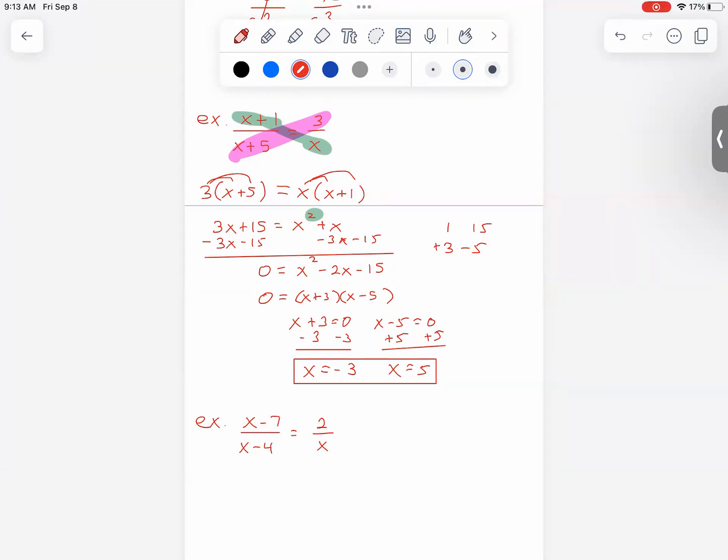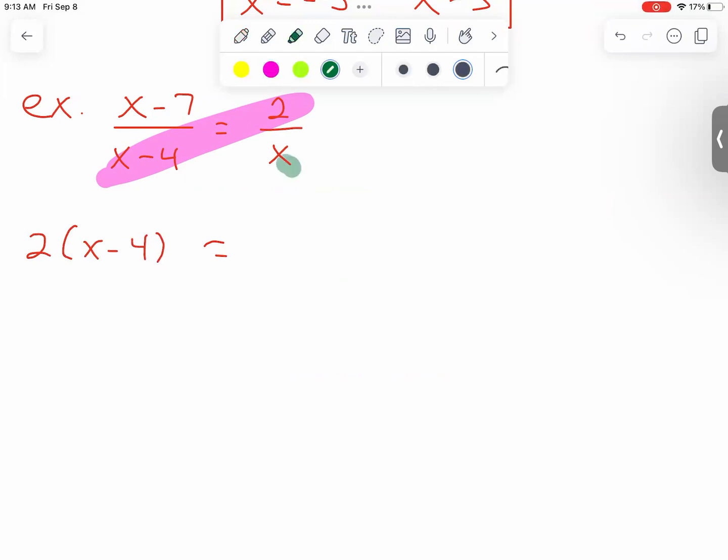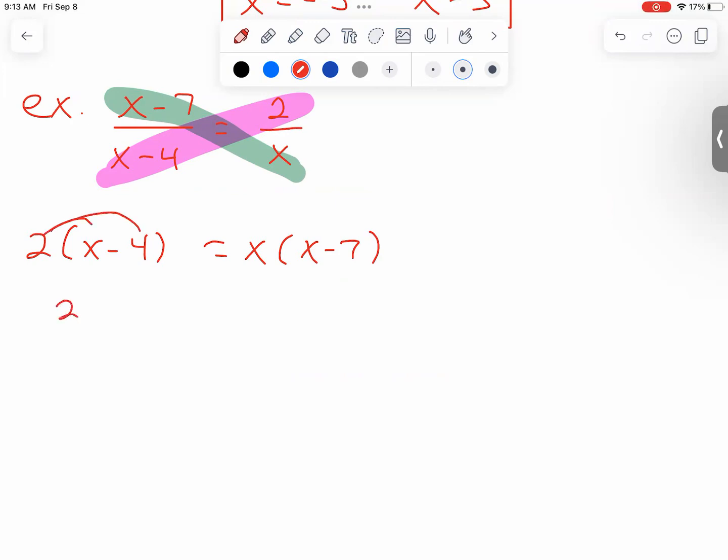Here we go, guys. So to do this, I'm going to set my equal sign down and I'm going to cross multiply. I'll do 2 times x minus 4. And then I'm going to cross multiply here, x times x minus 7. And so everybody got to here, which is great. We want to distribute. So on the left side, I have 2x minus 8. And on the right side, I have x squared minus 7x.